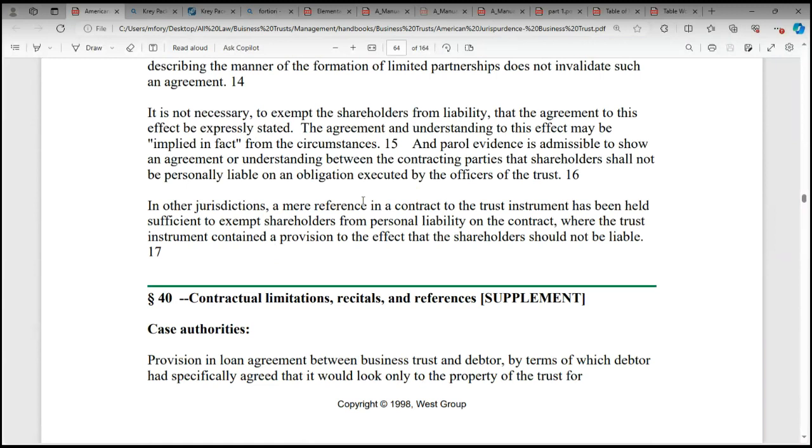And that should be a given. Like, if you don't have paperwork that says that they're not supposed to be liable, and your trust is based on verbal contracts, well, in the end, no matter what, you still have to show somehow, some way, through evidence, parol evidence, witness testimony, affidavits, you name it, that they are not liable, however authority that person has to state that. In other jurisdictions, a mere reference in the contract to a trust instrument has been held sufficient to exempt shareholders of personal liability on the contract where the trust instrument contained a provision to the effect that the shareholders should not be held liable.